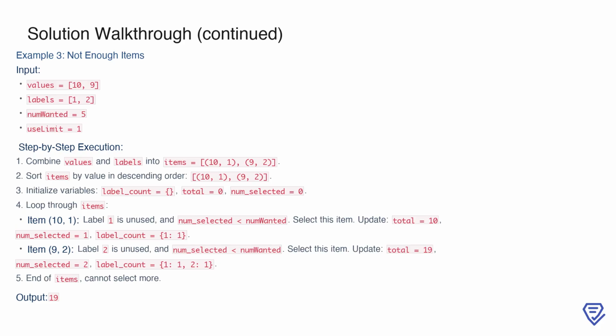Processing the first item, (10, 1), we see that label 1 is unused, and we can still select items, so we select it. The total becomes 10, number_selected becomes 1, and label_count updates to {1: 1}. Next, (9, 2), label 2 is unused, and we can still select items, so we pick this one as well. The total increases to 19, number_selected becomes 2, and label_count updates to {1: 1, 2: 1}. At this point, we've reached the end of the items, and while we wanted to select 5 items, there weren't enough available. The output is the total value of the selected items, which is 19.